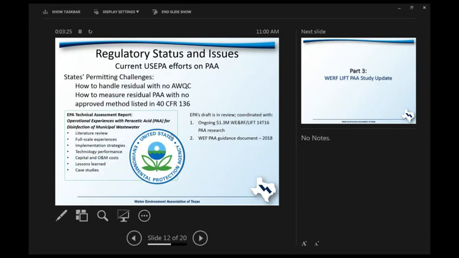Many states, while they have been able to permit PAA, have nonetheless faced some challenges in permitting, and they're essentially around how to handle the residual, given that there isn't an ambient water quality criteria set by EPA for PAA specifically. So they're all looking at residual individually and deciding how to handle that for the state.